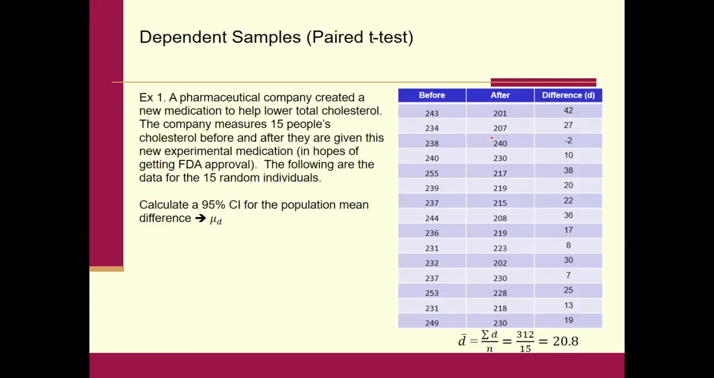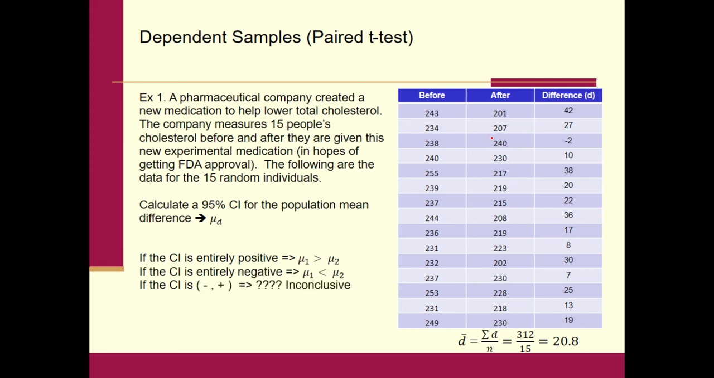So let's go back to our example here. I summarized the results of what I just talked about. If the confidence interval is entirely positive, that's what that means. If it's entirely negative, that's what that means. If it goes from negative to positive, it's inconclusive, and we don't know which one it is. So I've summarized it right there.